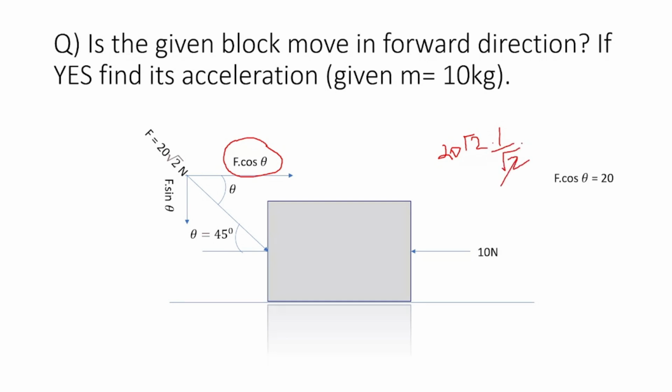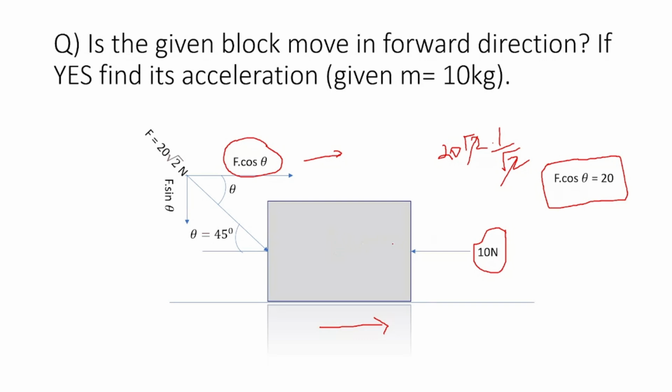Now this root 2 and this root 2 vanishes, only 20 remaining, so F cos theta is equal to 20. That means in this direction the applied force is 20 Newton, and in the opposite direction we can see only 10 Newton force applied. So we can say the block is moving in the forward direction. Now if the block is moving in the forward direction, then what will be the acceleration of this block? What is the value of a?